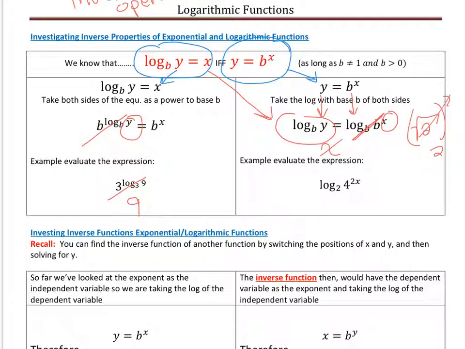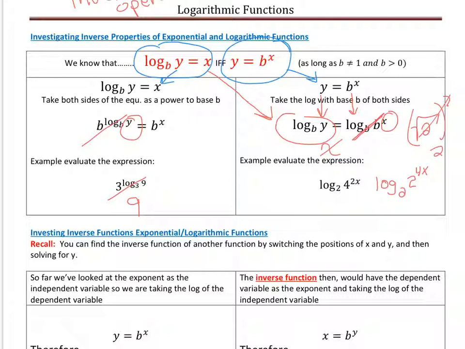So if we look at a specific example, if I take the log base 2 of something here, now this looks a little funny. This does not look like the same bases here. But we can rewrite this. I could rewrite log base 2, and 4 to the 2x is the same thing as 2 to the 4x. 2 squared times 2x is 2 to the 4x.